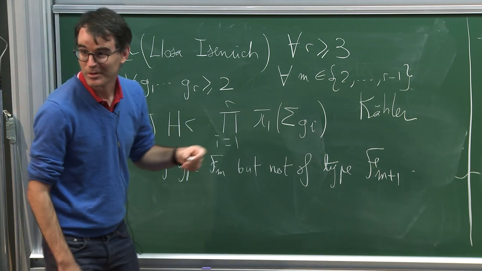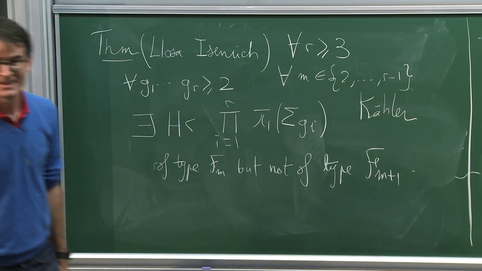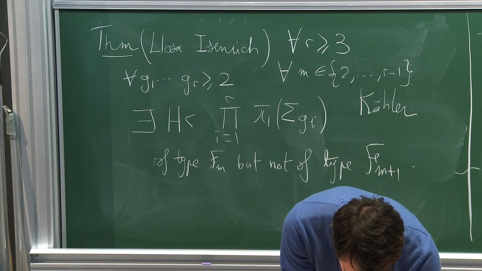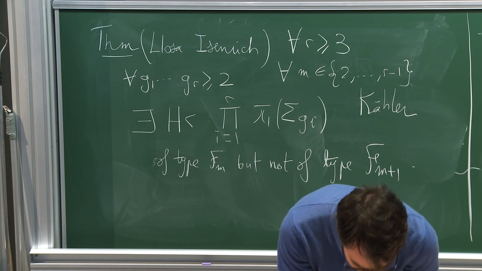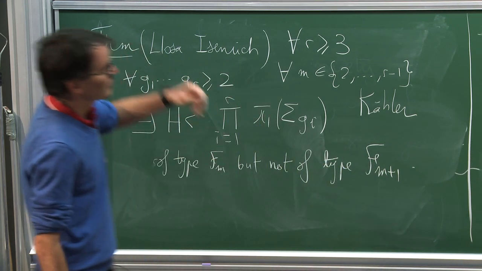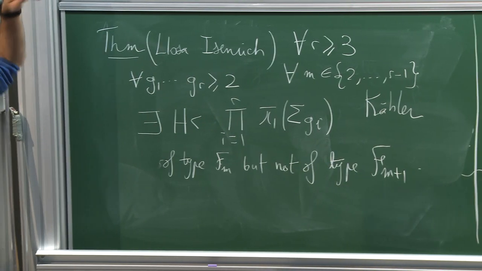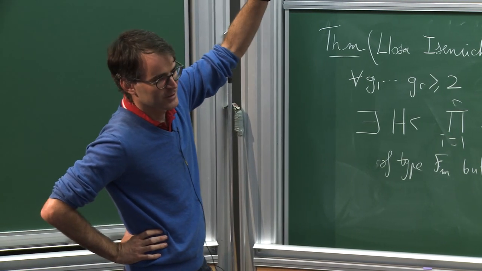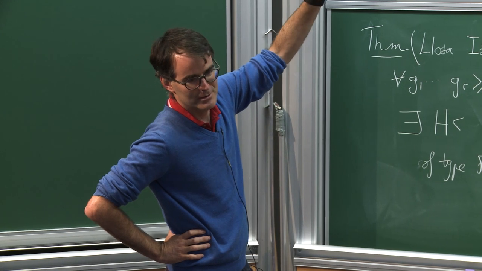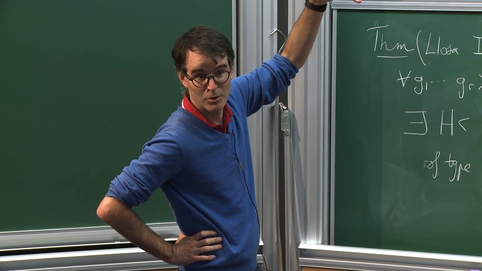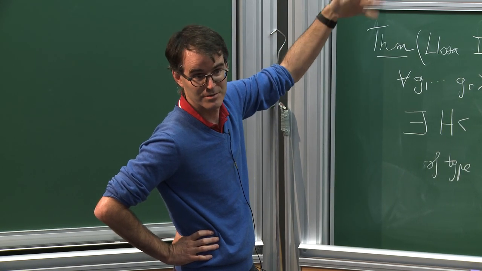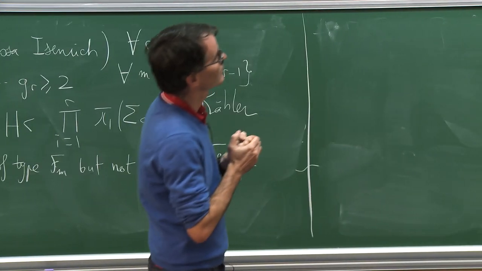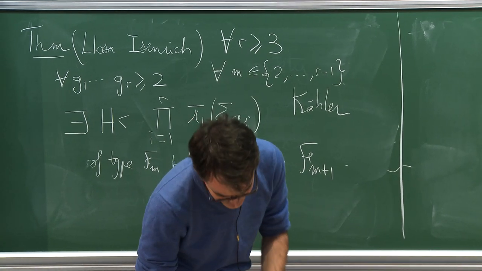Any questions, maybe? No. And in what I will say, what I will remember is that this dimension where the finiteness property fails, you could say that it's the number of factors, but you can also say that it's the complex dimension of the ambient manifold you start with. This direct product of Riemann surfaces is of complex dimension R.